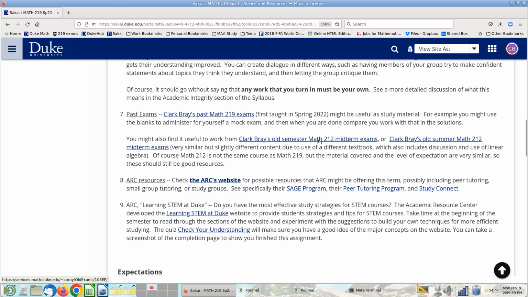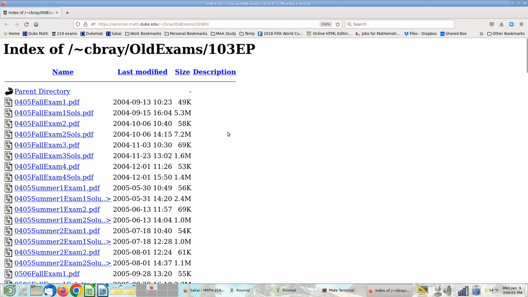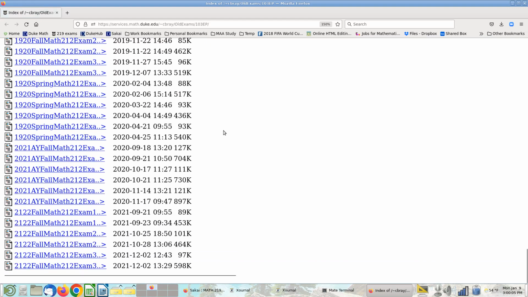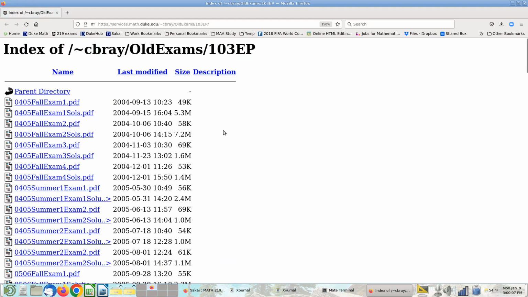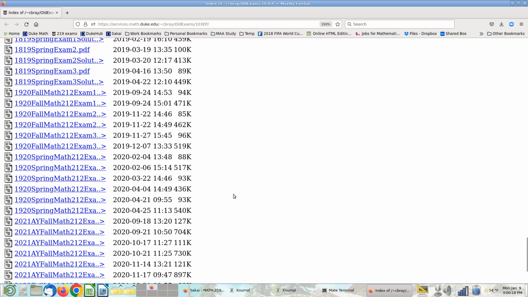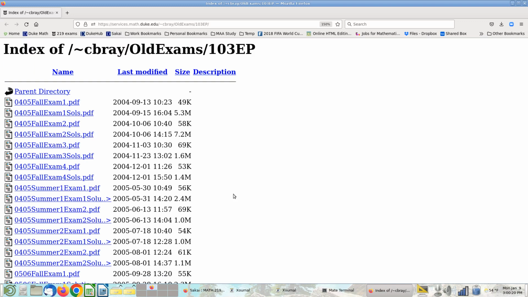So if you click on my old Math 212 exams, you'll notice this is a very large set. I've been teaching Math 212 since, let's see here, it looks like 2004, right? That goes pretty far back. And this is every exam and solution from all of those times that I've taught the course.